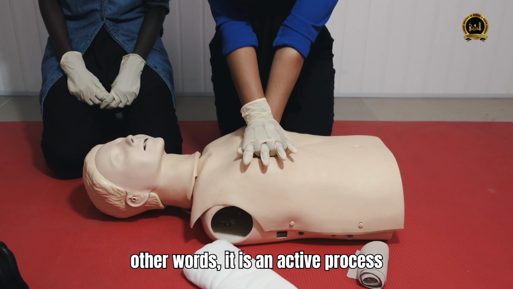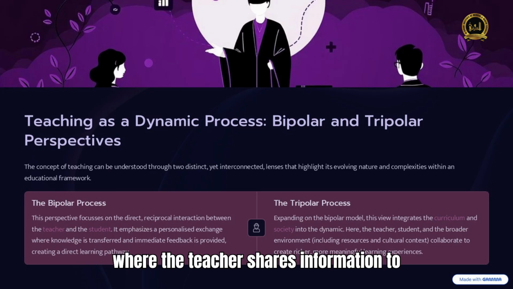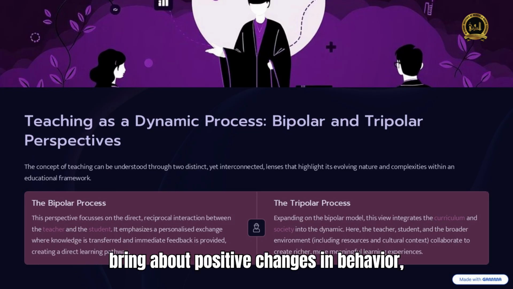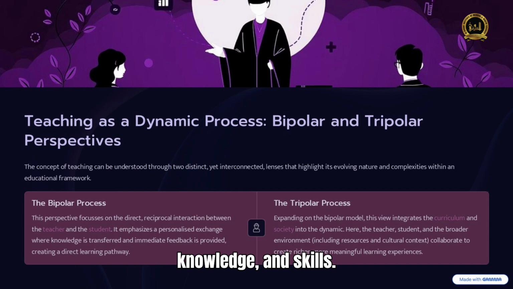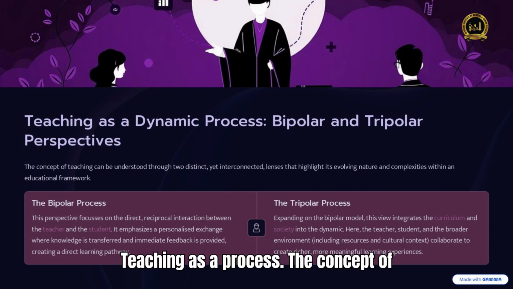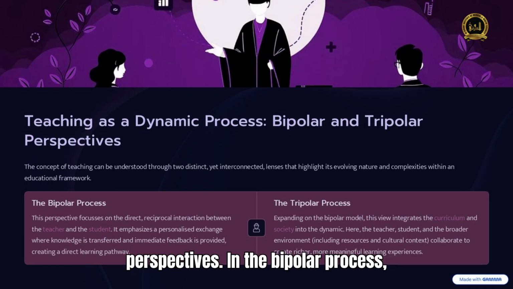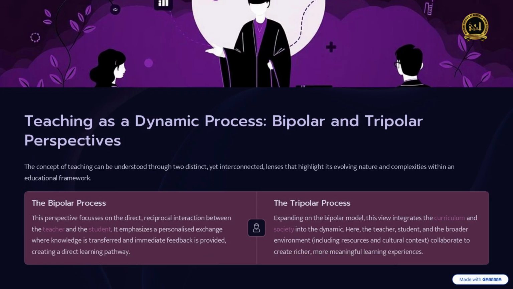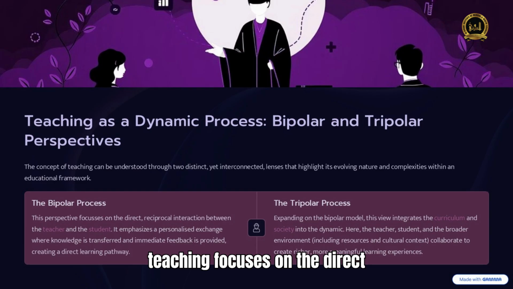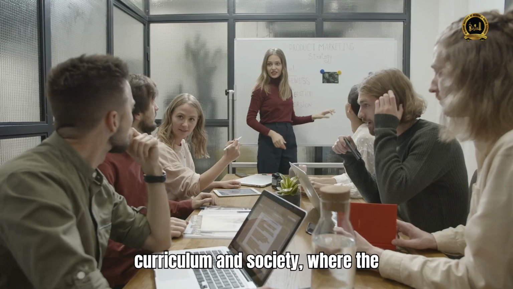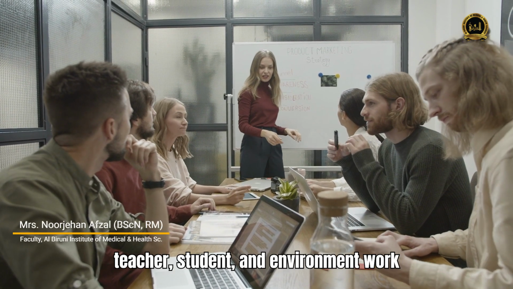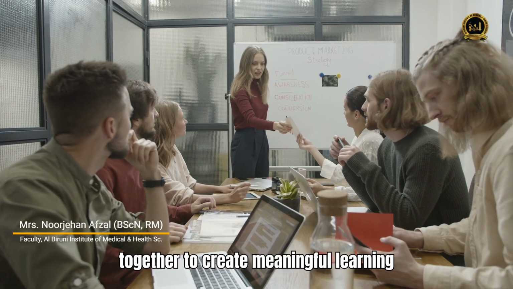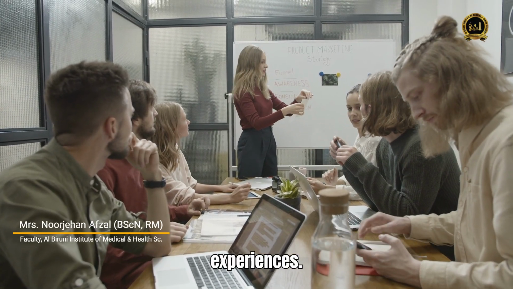In other words, it is an active process where the teacher shares information to bring about positive changes in behavior, knowledge, and skills. Teaching as a process. The concept of teaching can be understood from two perspectives. In the bipolar process, teaching focuses on the direct interaction between the teacher and the student. However, in the tripolar process, teaching also involves the curriculum and society, where the teacher, student, and environment work together to create meaningful learning experiences.